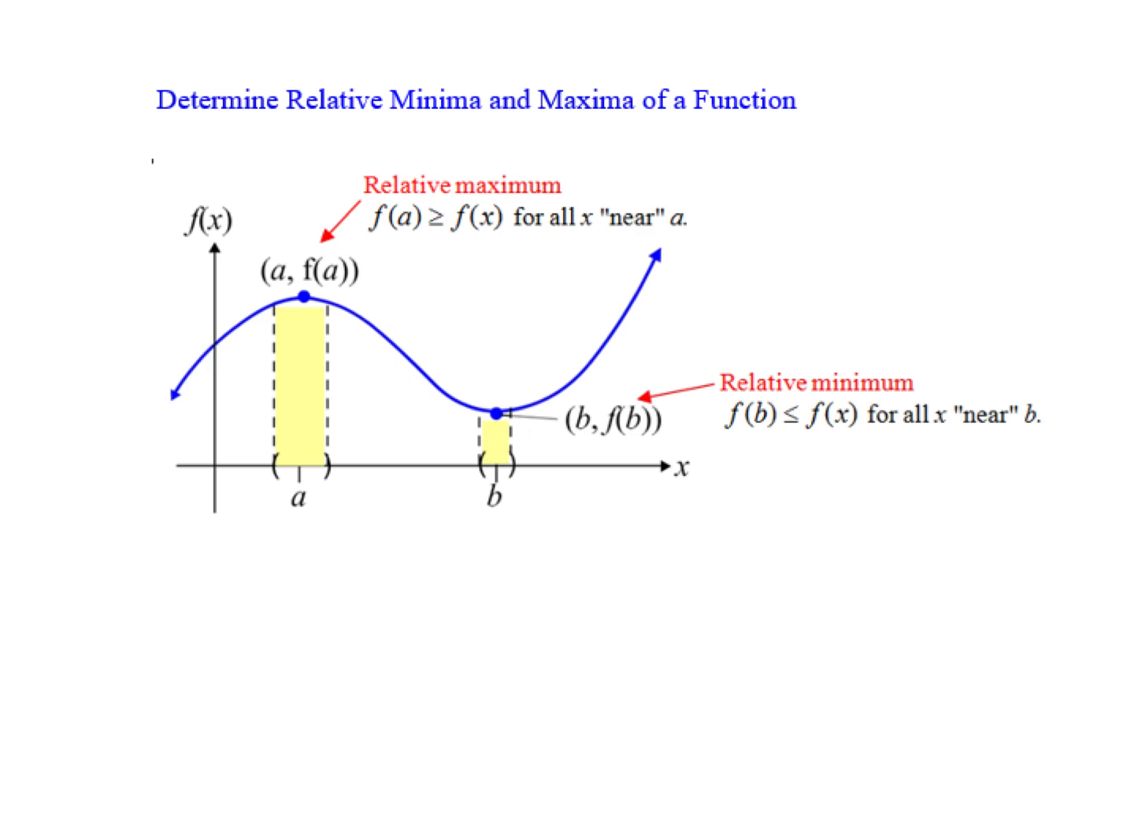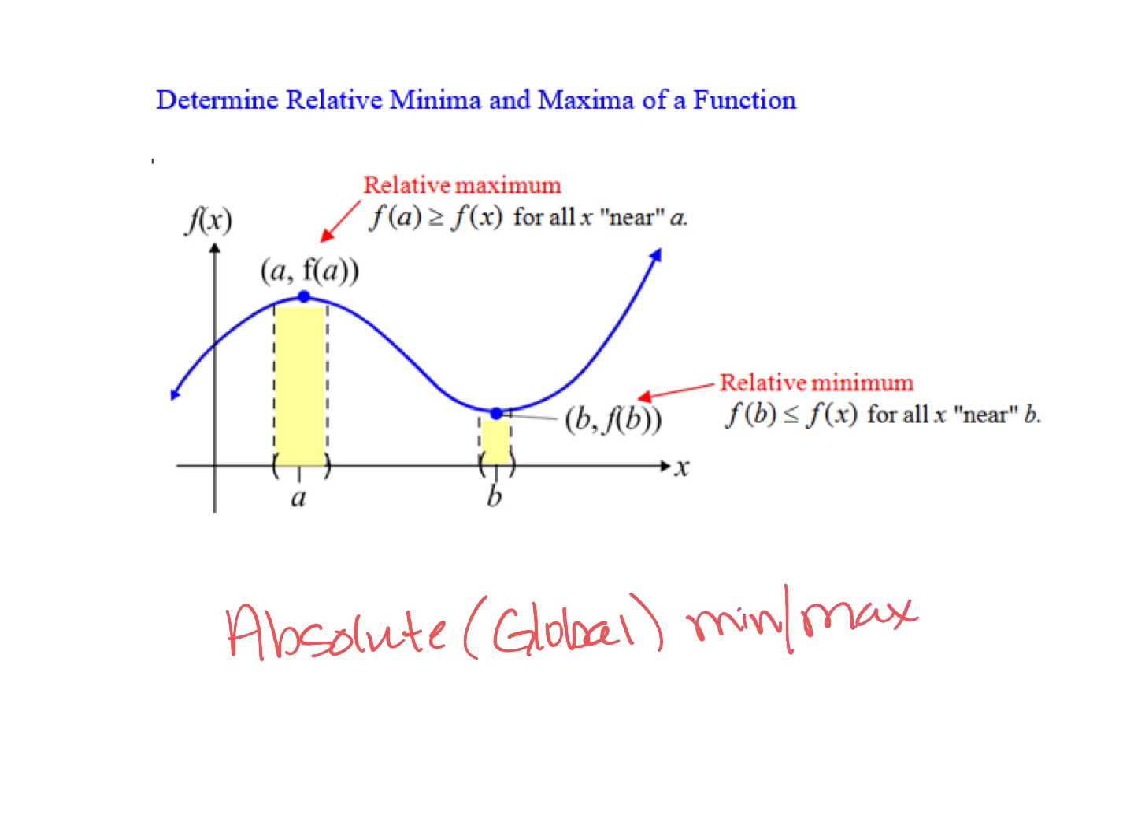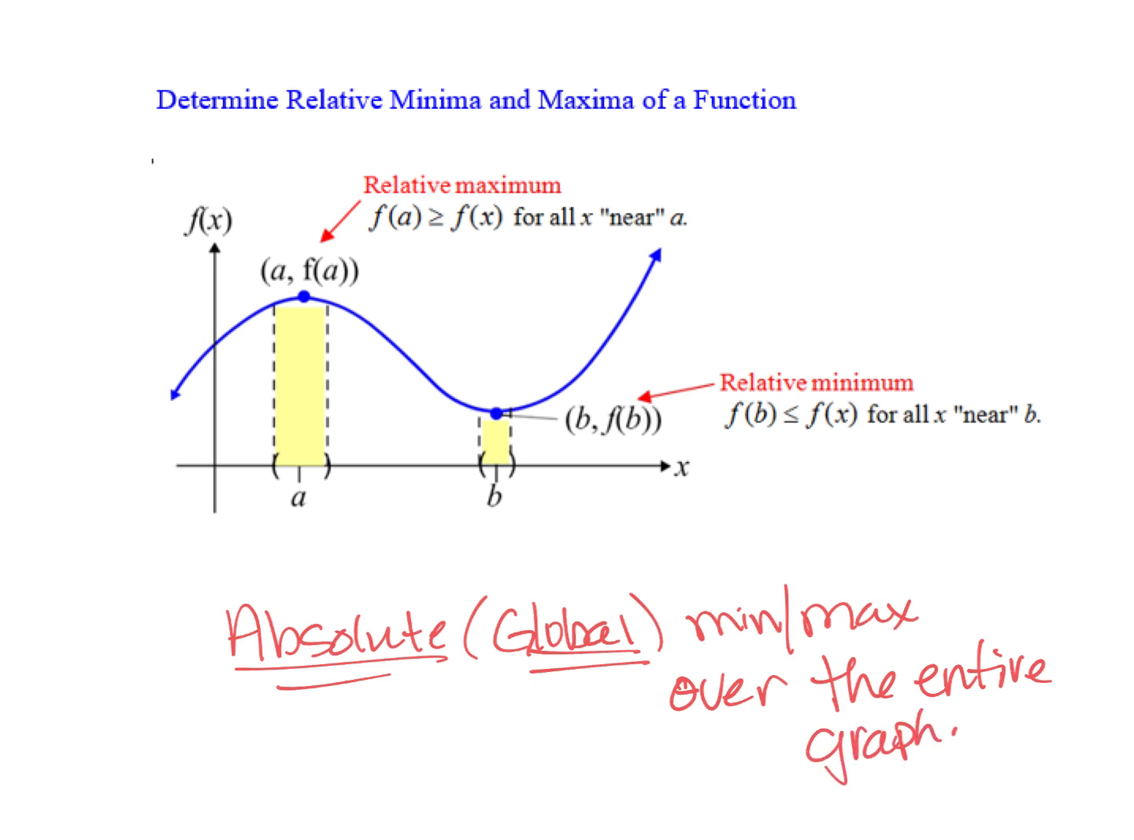Now, these are different from what we call absolute or global minimums and maximums. Okay, absolute or global means over the entire graph. So if it is the absolute highest point or the absolute lowest point of the graph, that's the absolute or global minimum or maximum.